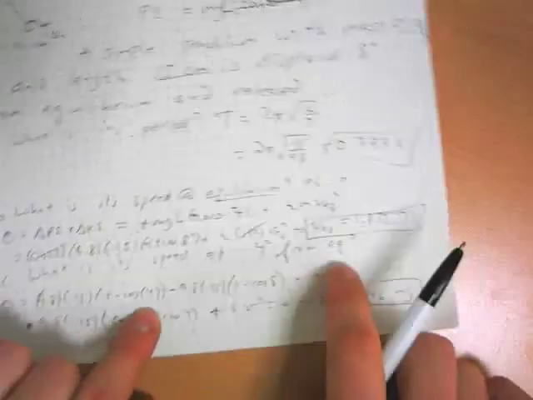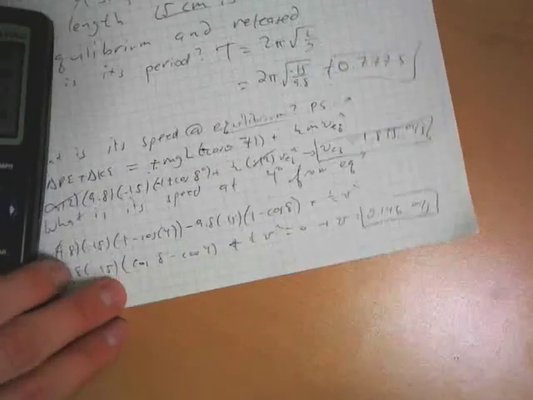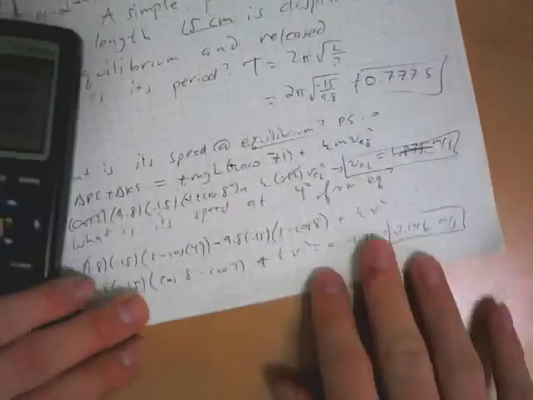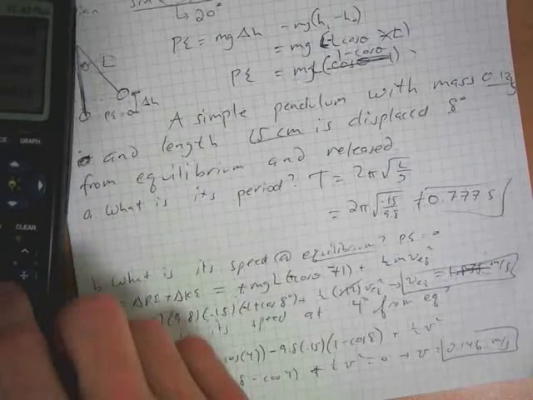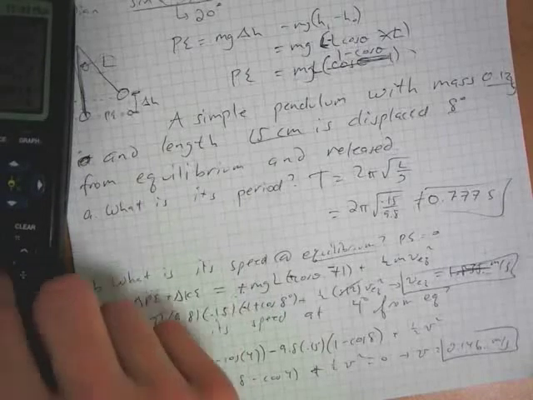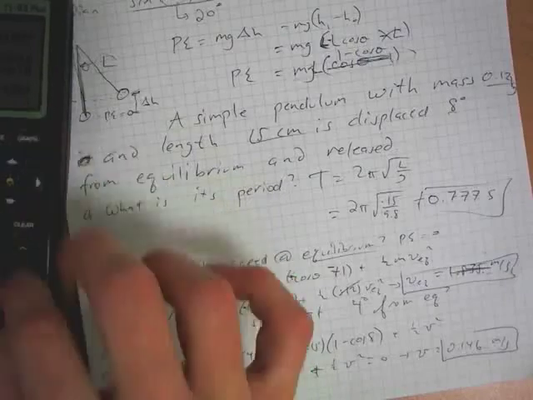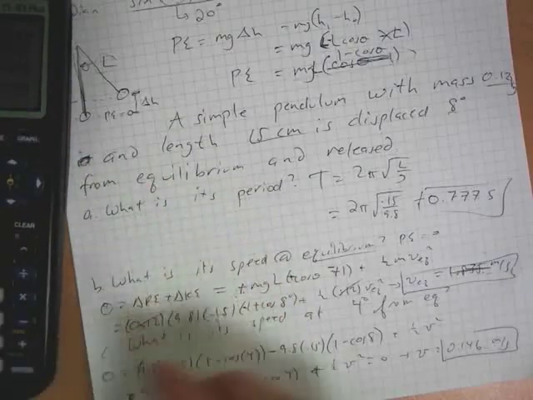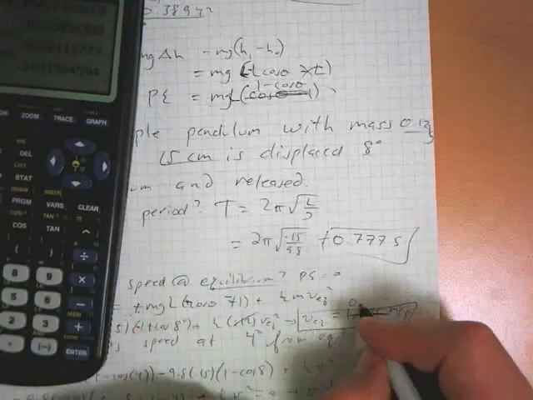I was in radian mode up here. So this number is wrong, this 1.835, but the setup is correct. 9.8 times 0.15 times minus cosine 8 times 2, square root. So this is 0.169 meters per second.